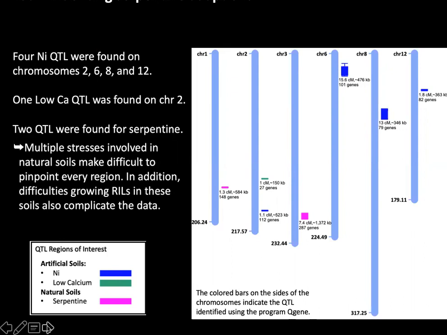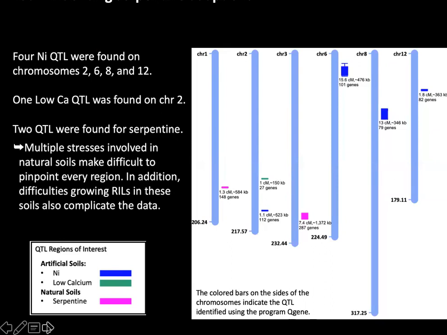I did find it interesting that the nickel and low calcium QTL did not overlap with the serpentine. And I believe this is because we know that serpentine involves multiple stresses, and it would be difficult to pinpoint all these stresses under one area. In addition, it was difficult growing the RILs in natural soils, and this could also complicate the data. Now we can see that many genes fall within these loci.